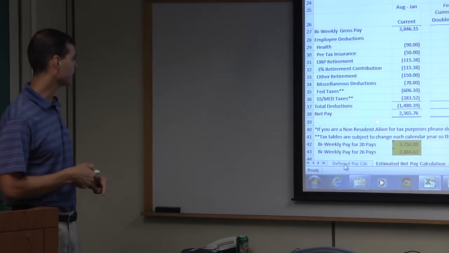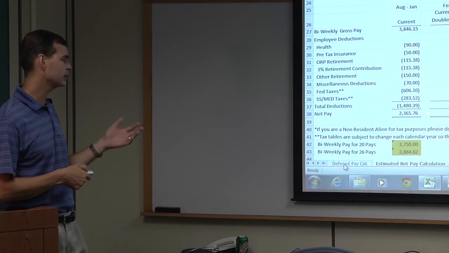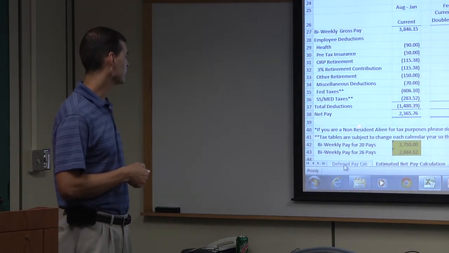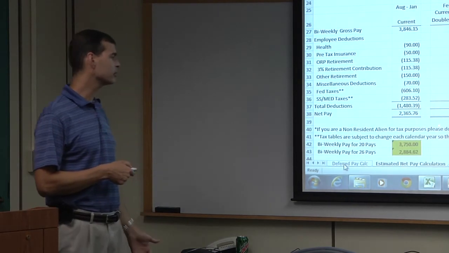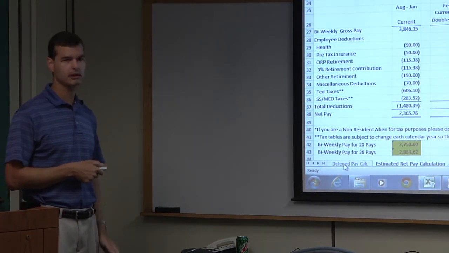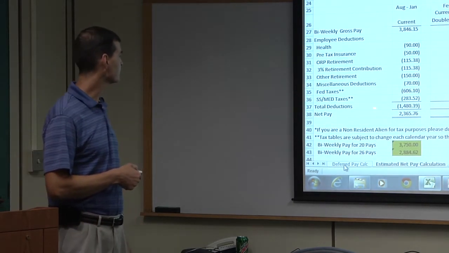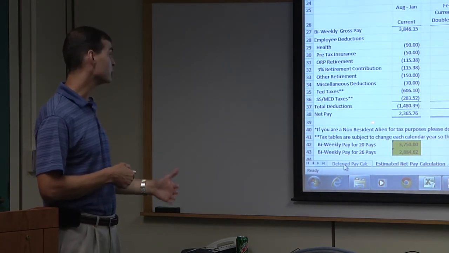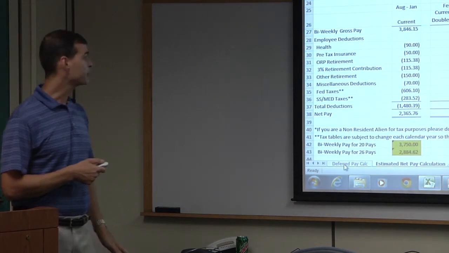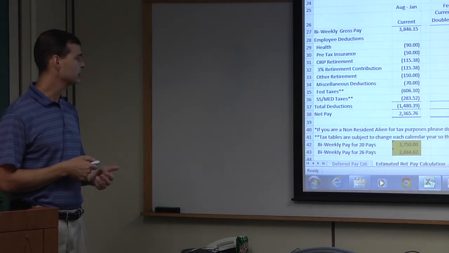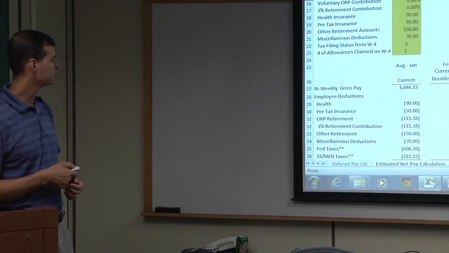And just a couple of caveats. Of course, this is an estimate. It should be close. If you happen to be a non-resident alien for tax purposes, don't use this just because the tax calculations are different. I don't know anybody who fits that category, but just in case, or if you were to share this with someone. But if you want this, I'd be happy to send it out to you so you could see what it would look like for you.